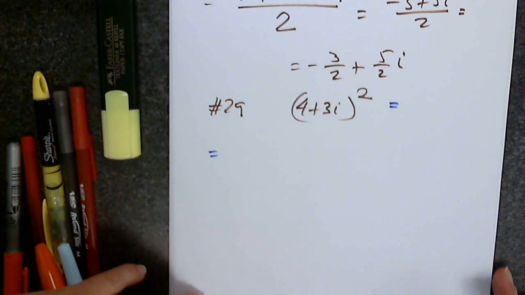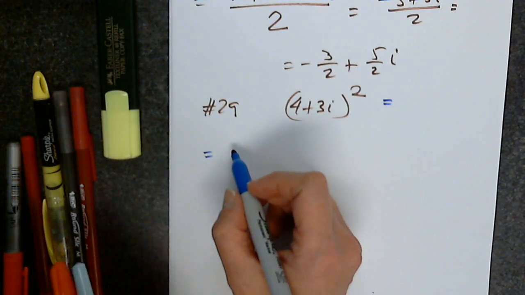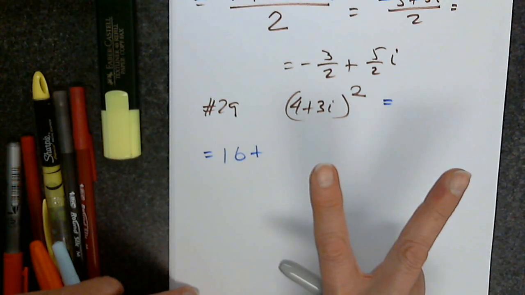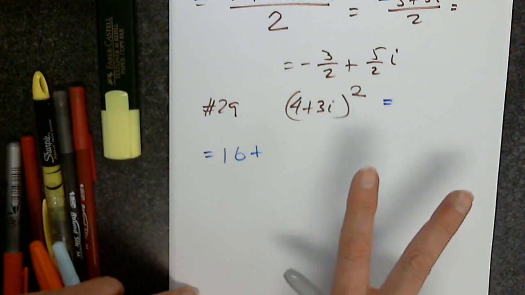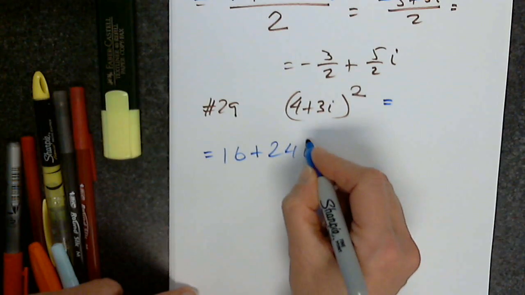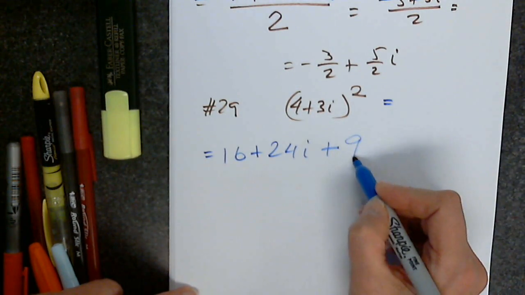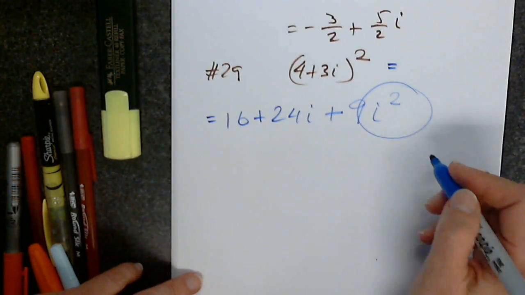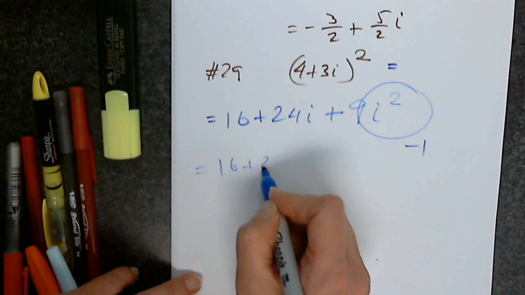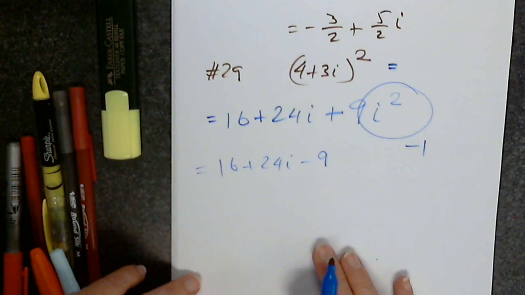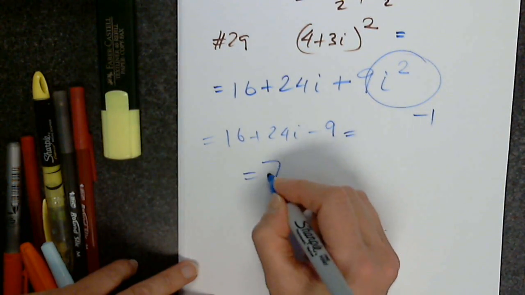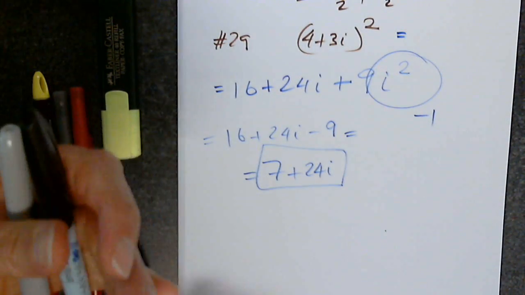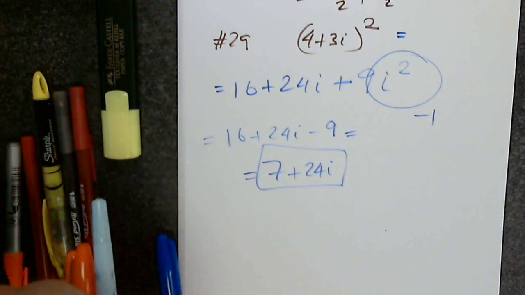Okay. So can anyone dictate? Plus. Multiply 2 and 3 and you get 6. 24i plus 9i squared. Now I have to replace this by, so this is 16 plus 24i minus 9, which reduces to 7 plus 24i. Any questions?